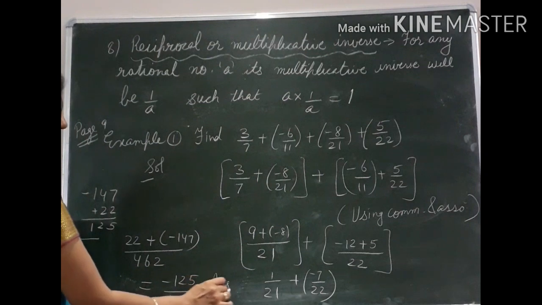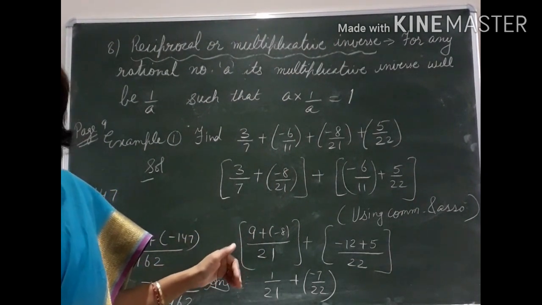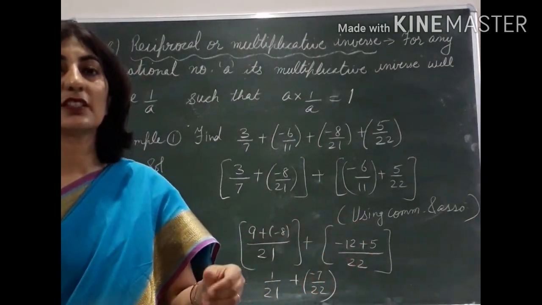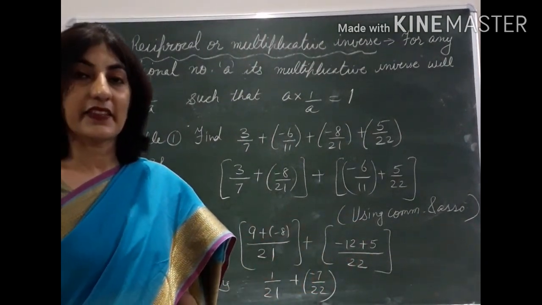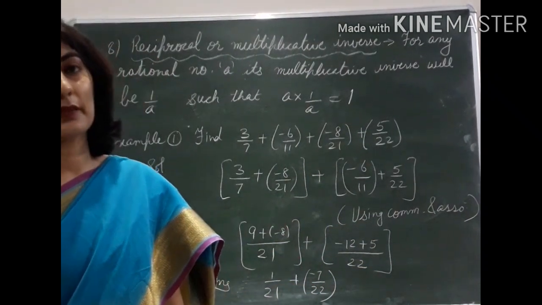So I got this answer. If I do it directly without grouping them, then also I will get the same answer. The only thing is using this property made my calculation a bit smaller, a bit easier. That is why we have studied this property, so that our calculations become easy.